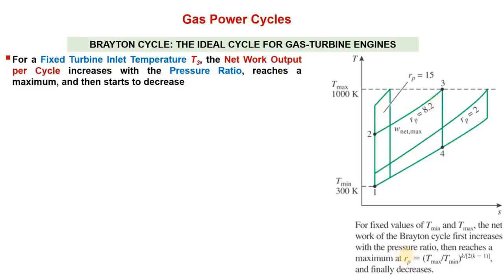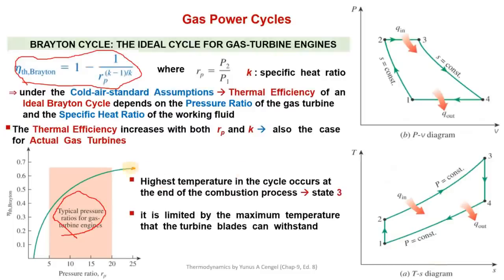So below this value or higher than this value given by this equation, the efficiency will drop or the network output will be less. So that is that maximum point which was also shown here, right? But by increasing the pressure ratio, of course you have to build a huge compressor, so the cost also matters, and the metallurgical requirements also matter.